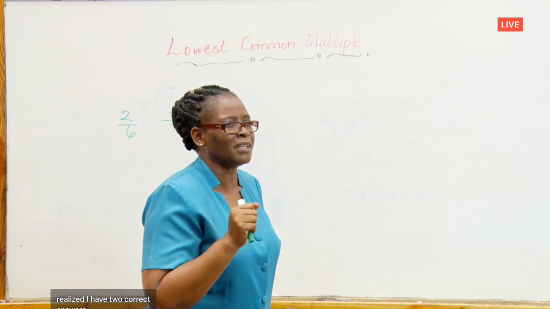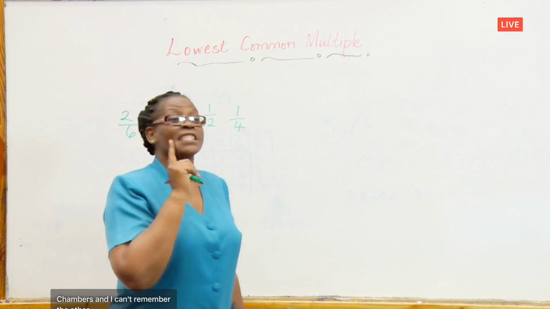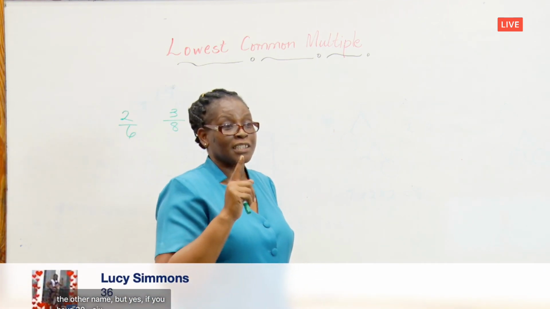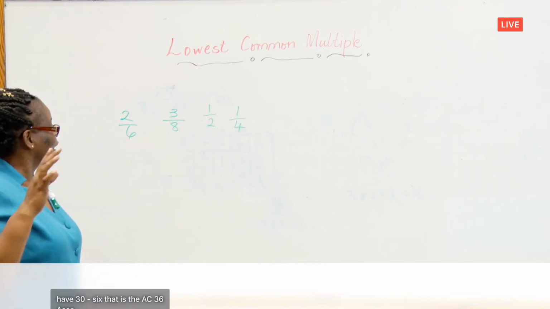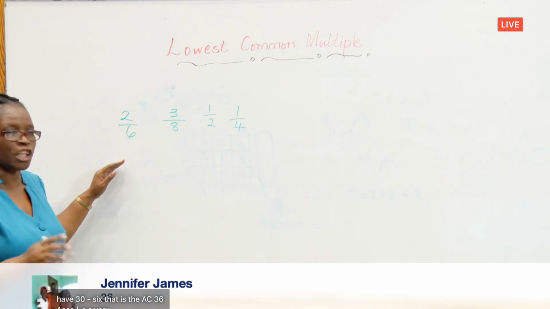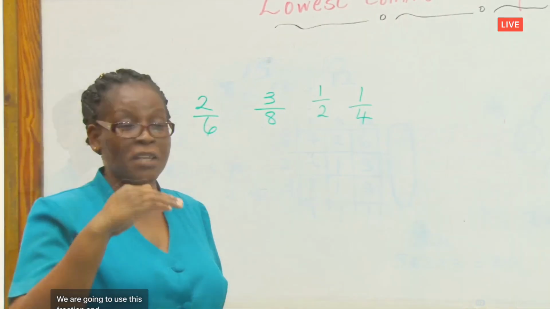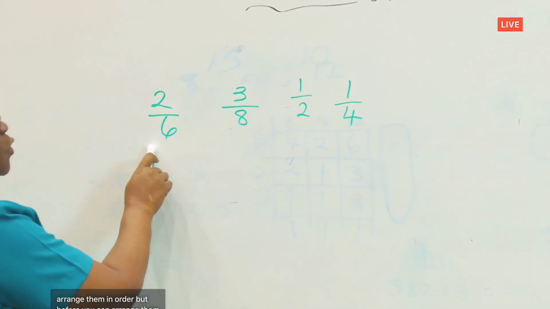Okay, I've seen some of your answers, and some people probably made some mistakes. I realize I have 2 correct answers so far, which was Monty Chambers, and I can't remember the other name. But yes, if you have 36, that is the correct LCM. 36 is the correct LCM. Very good, Lucy. 36 and not 20 and not 80.